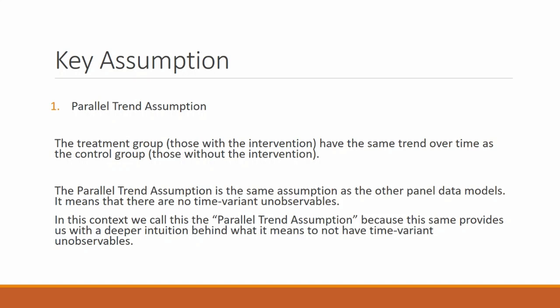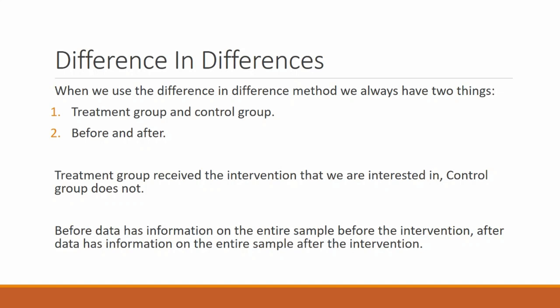The parallel trend assumption is effectively the same assumption as the other panel data models. And that means that there are no time variant unobservables. There is nothing that changes over time that affects the treatment group in a way differently than it affects the control group. All right, so this parallel trend assumption is basically the same thing as to say that there are no time variant unobservables. However, in this context, we call it the parallel trend assumption because this provides us with a deeper intuition behind what it means to not have time variant unobservables. All right, it gives us a deeper intuition as to what exactly we're doing when we conduct a difference in difference regression model. Okay, so I'm going to spend a bunch of time on this to really drive home this intuition. Okay, so setting ourselves up for that.